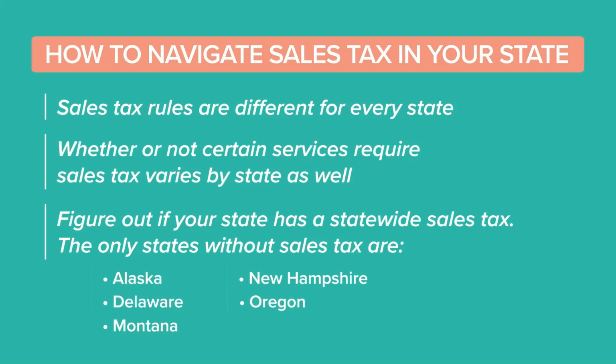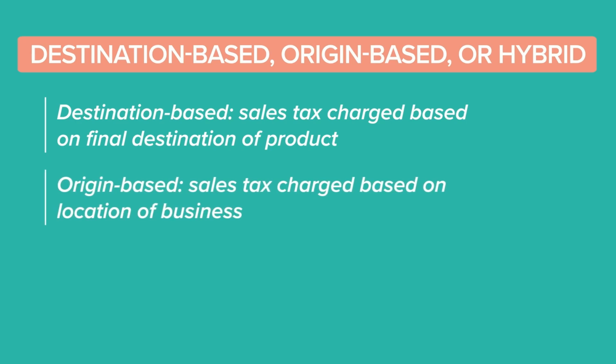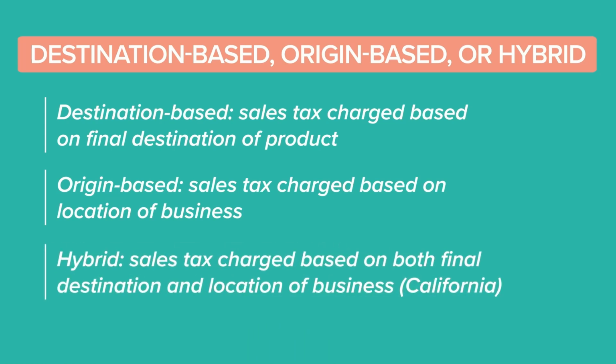Download the Lesson 3 guide to find your state and which type of sales tax you'll use. There are 3 options explained in the guide. Destination-based sales tax, which is where you charge sales tax based on the final destination of the product, which is most likely your customer's mailing address. Origin-based sales tax, which is where you charge sales tax based on where you are physically located when you send the product. And if your business is in California, it's a hybrid destination-based and origin-based sales tax state.